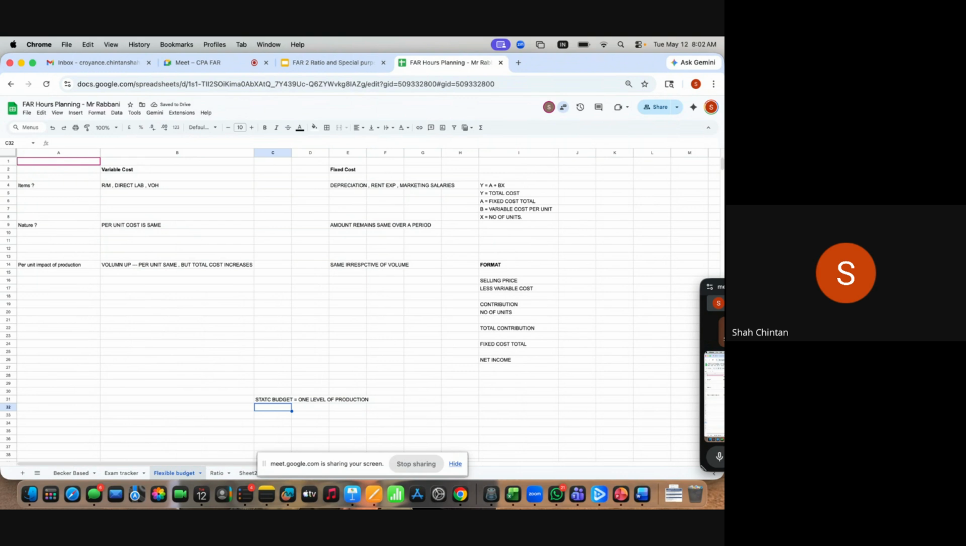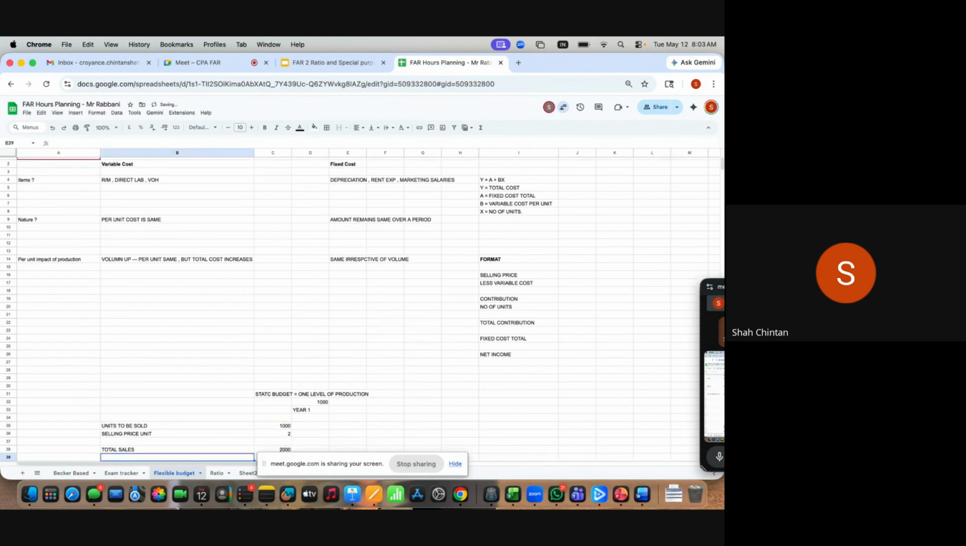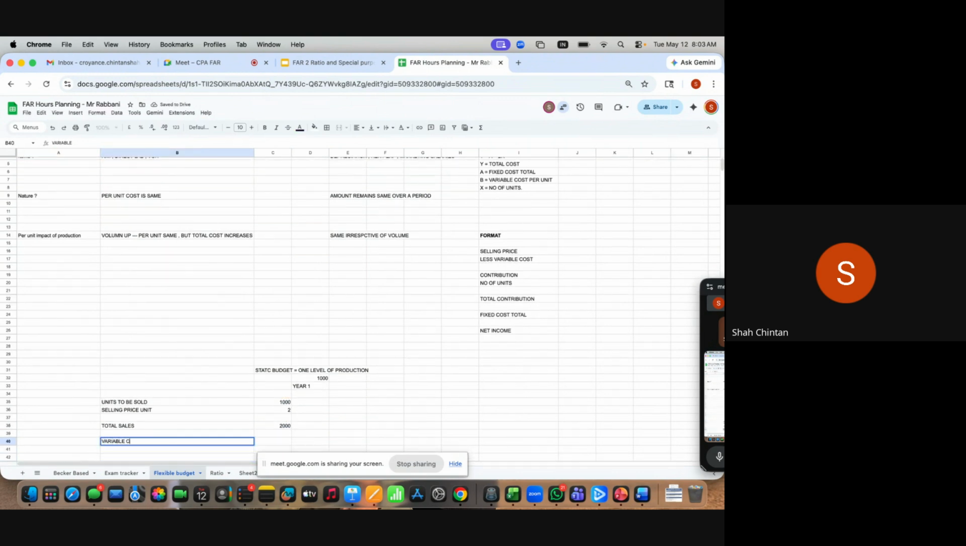Let's say a company planned that in year one, they are going to have 1,000 units produced and sold. So they prepare their static budget. They say what will be the units to be sold. So they say 1,000. They say what will be the selling price per unit. Let's say 2 per unit. So what is going to be the total sales? They say total sales will be $2,000. Now they say what is your variable cost per unit? They say it could be $1. So what will be your total variable cost? It will be 1,000 into 1, $1,000.